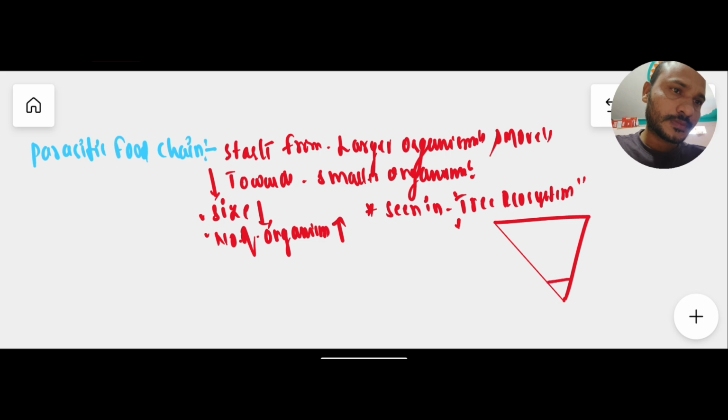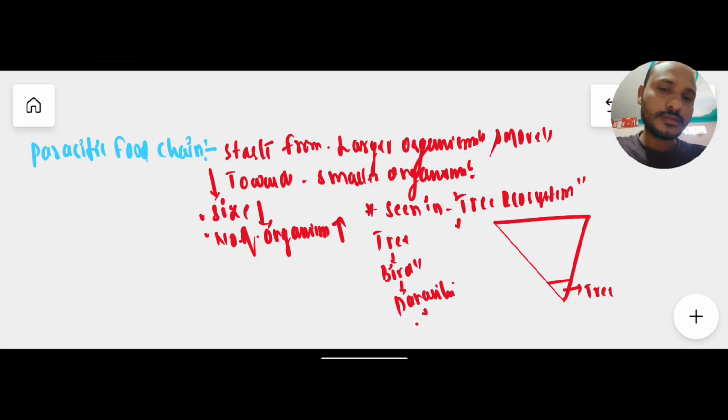So at the bottom, at the producer level, we have a tree. First we'll write the tree here. On the tree there are a number of birds. These birds are eaten by the parasites. These parasites are eaten by the hyperparasites, and these hyperparasites are decomposed by the decomposers. This type of food chain is seen in tree ecosystems.